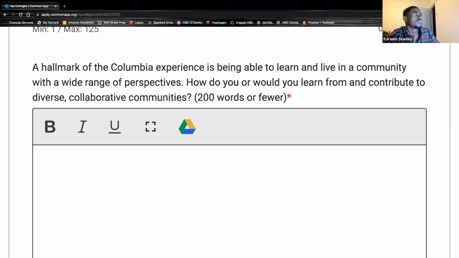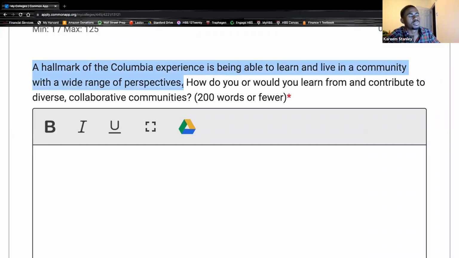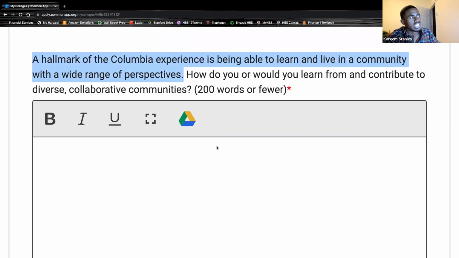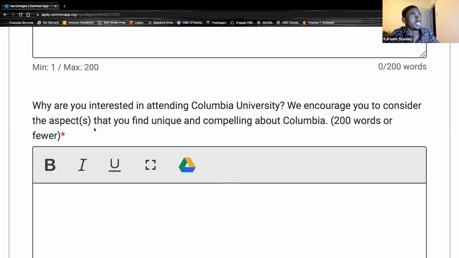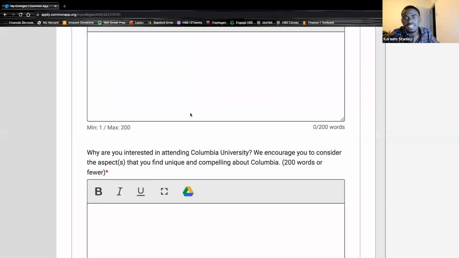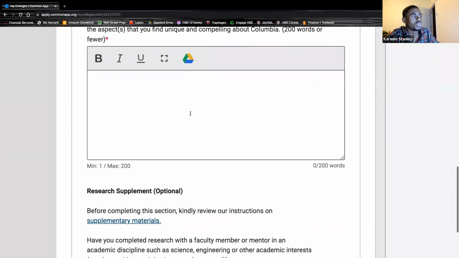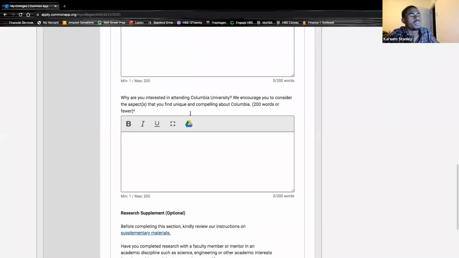Yep, a hallmark of the Columbia experience is being able to learn and live in a community with a wide range of perspectives. Very similar to the Brown essay, except you have to make it more Columbia focused. Why are you interested in attending Columbia? They're literally asking you, what research have you done about this university that makes us the university that you want to go to relative to all the others? And there's some things that you just have to go on the website and do your due diligence and research and understand what makes Columbia special.